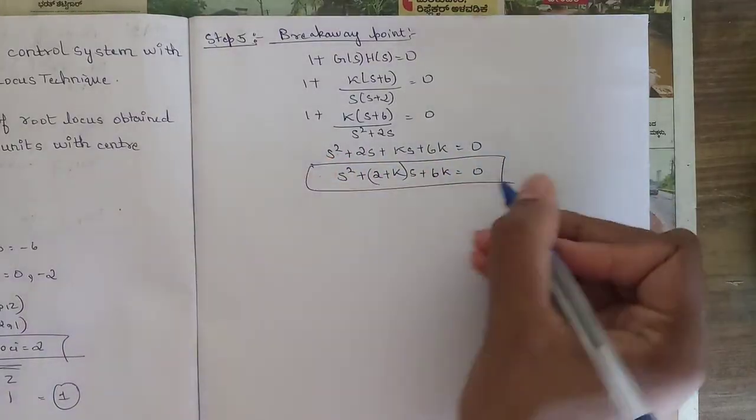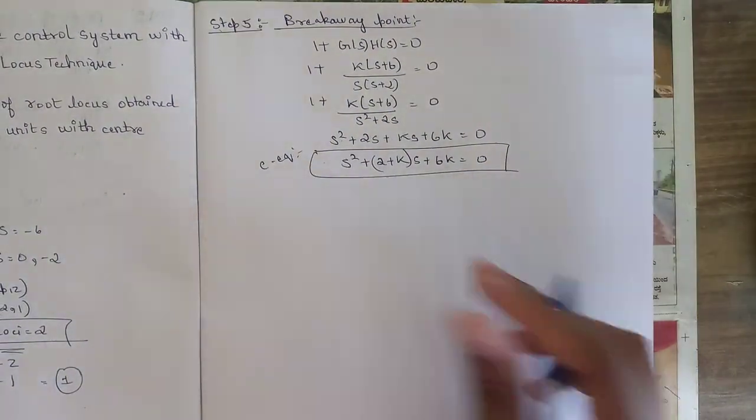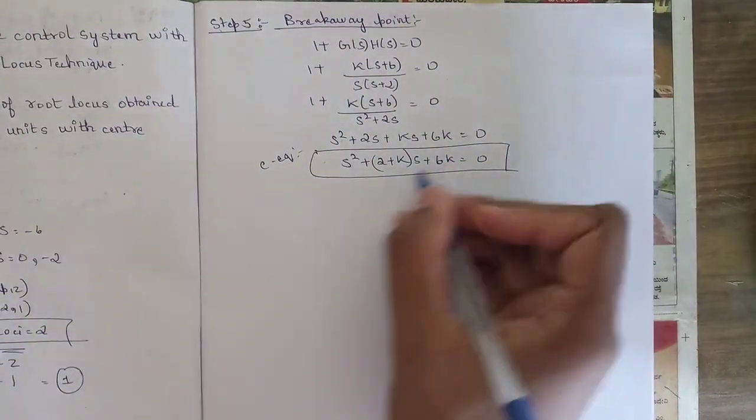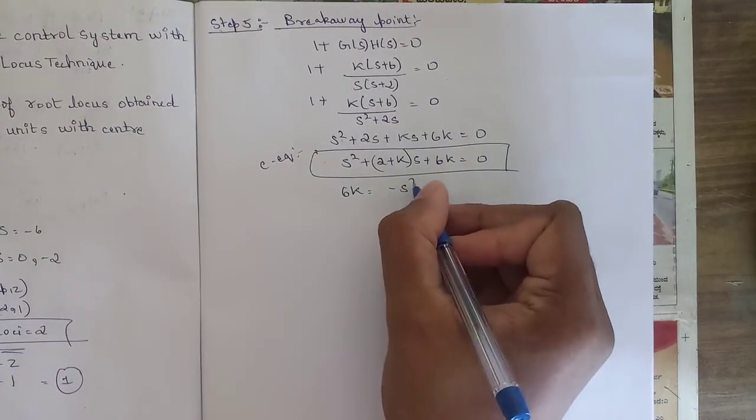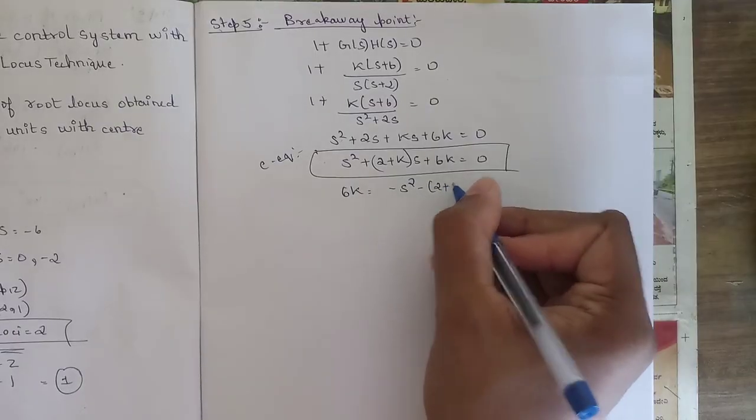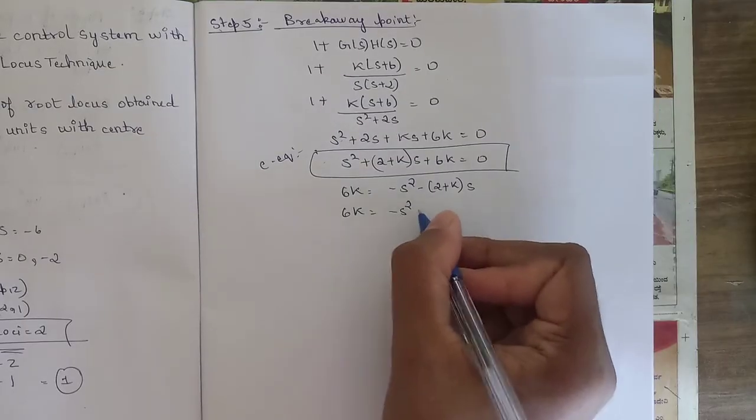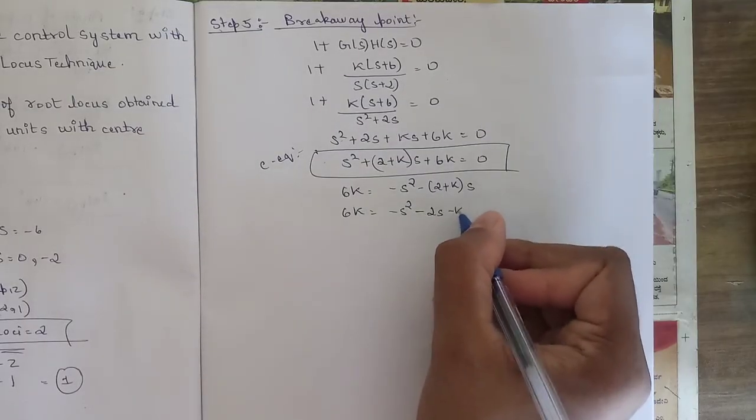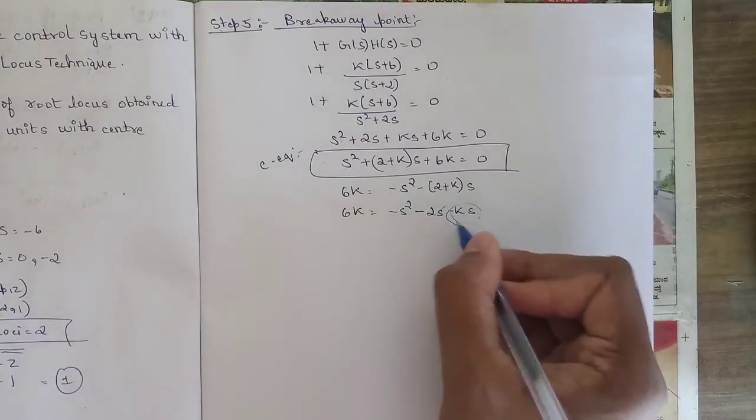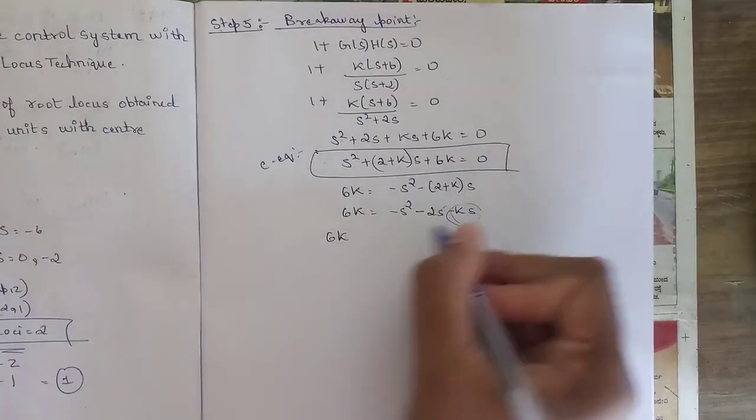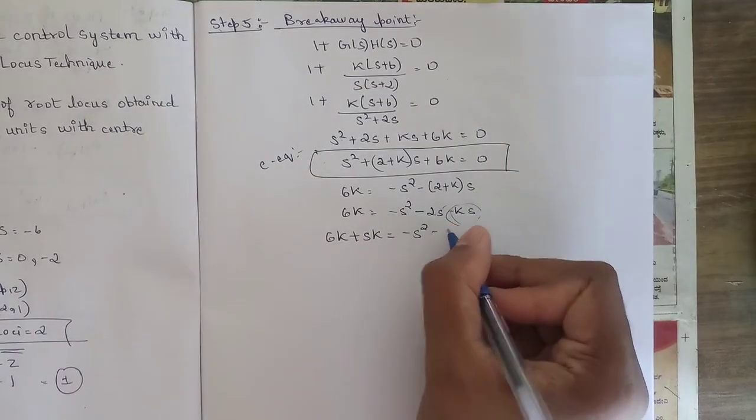So this is the characteristic equation obtained from this breakaway point. Now using this, let's compute the value of k. Bring this k term to one side, that is 6k is equal to minus s square minus 2 plus ks. So that is 6k is equal to minus s square minus 2s minus ks. Since we have one ks term here, bring that ks term also to the other side, that is 6k plus sk equal to minus s square minus 2s.